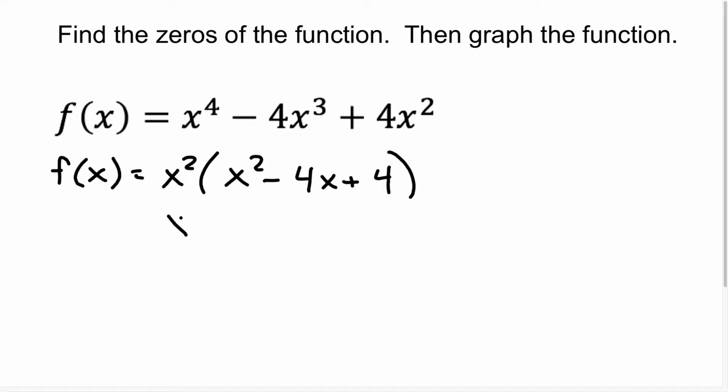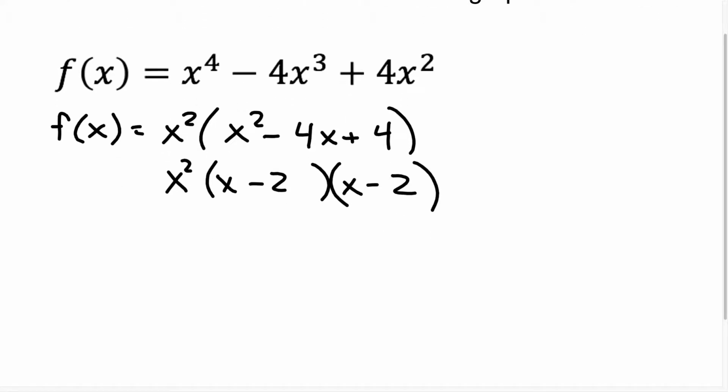Sometimes it will factor, sometimes it won't. Do you have factors of 4 that add to make negative 4? Yeah, minus 2 and minus 2, right? So x squared minus 4x plus 4 factors out to be x minus 2, x minus 2. And you can leave it like this. You could also write this as like x squared times x minus 2 quantity squared, right?